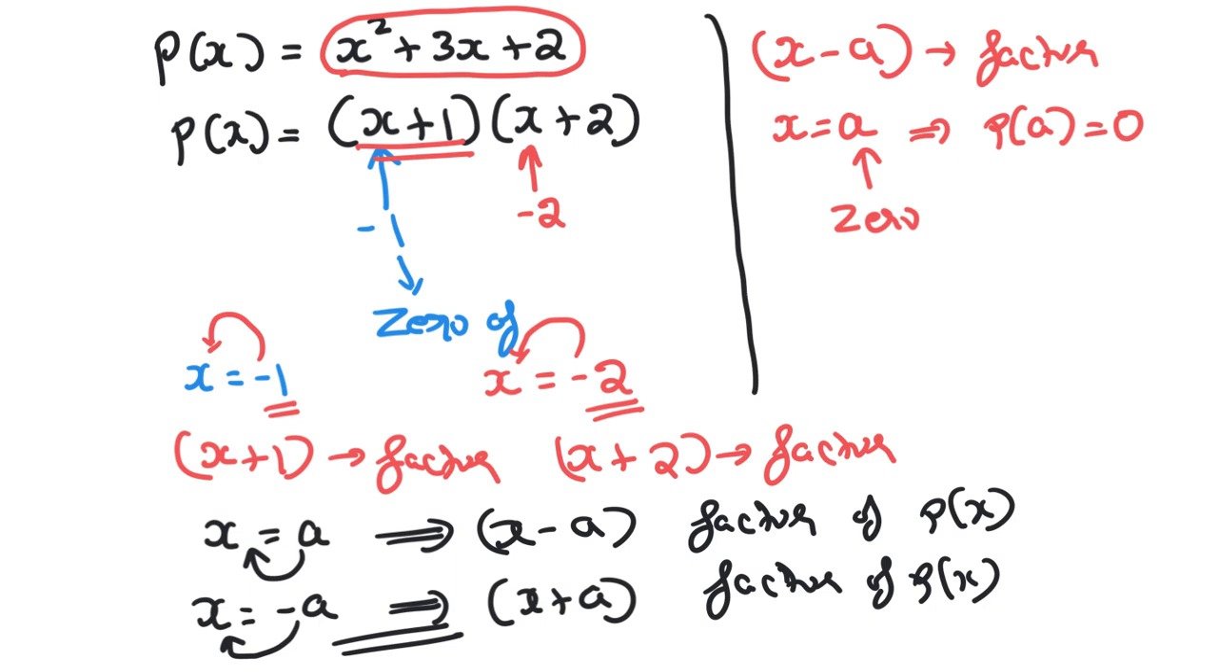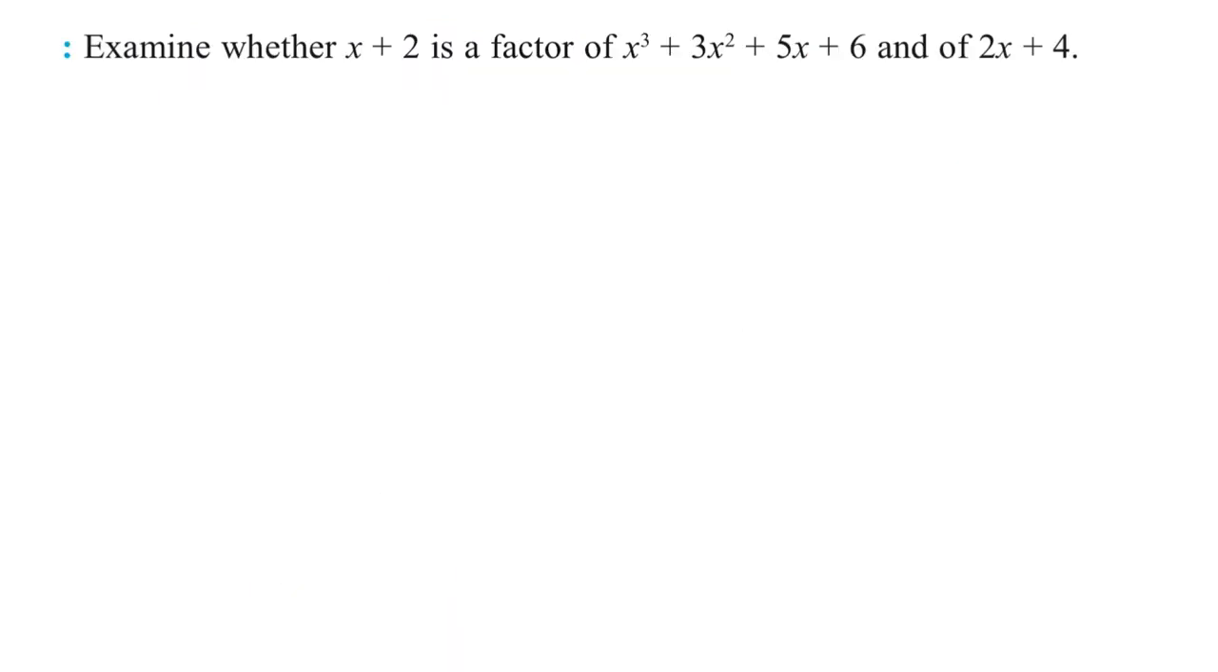If x plus a is the factor of the polynomial, then x equal to minus a will be the 0 of the polynomial. Got it? Let's try some examples. Let's try this out. Examine whether x plus 2 is a factor of this polynomial and of this polynomial 2x plus 4.